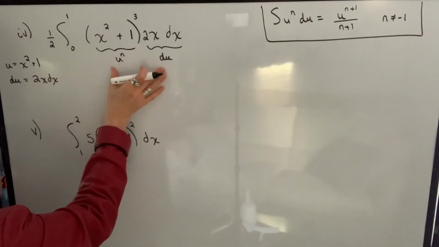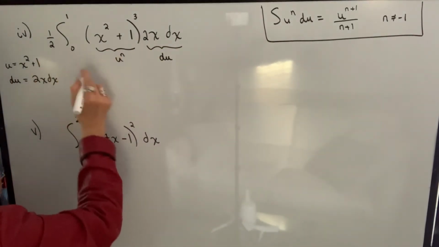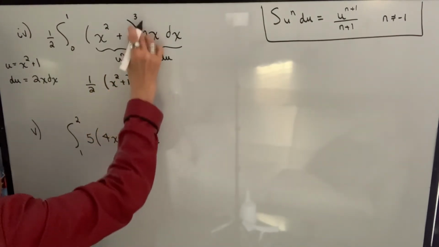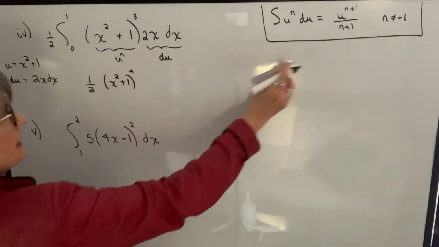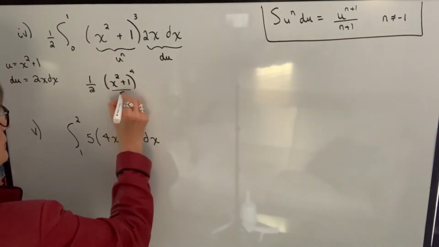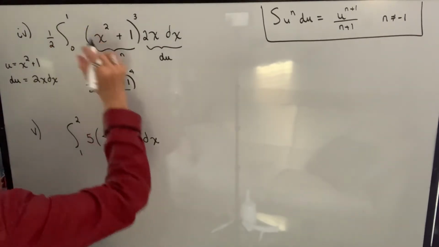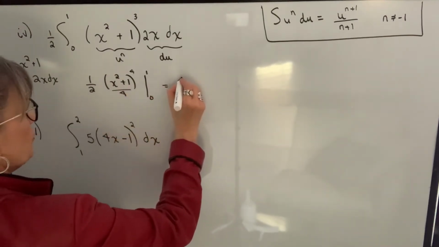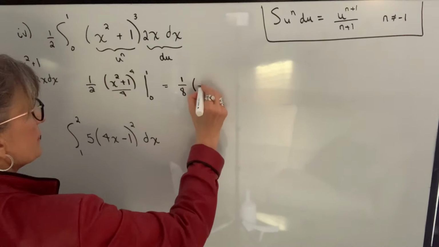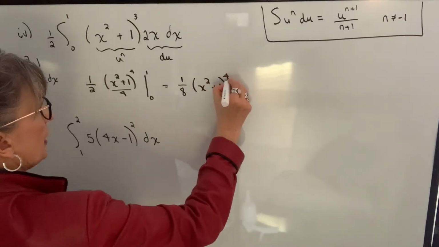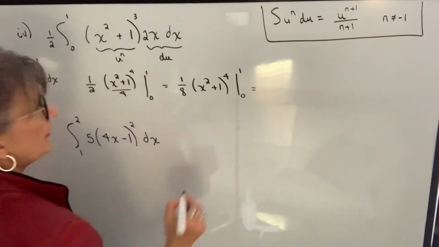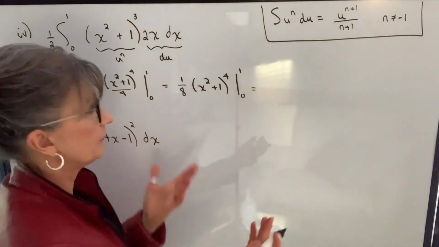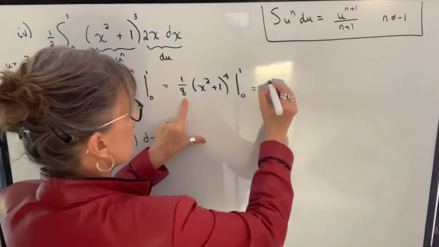So when I integrate this according to my power rule, I have 1/2 u, which is x squared plus 1, to the power of n plus 1, which is the power of 4, divided by n plus 1. And instead of plus c, it's a definite integral, so I indicate that with this line. I'm going to simplify it first, so it would be 1/8 times x squared plus 1 to the 4th power. Now I evaluate it. I can either leave the 1/8 factored out of both terms or I can include it when I'm evaluating it. It's personal choice. I'll just leave it in there.